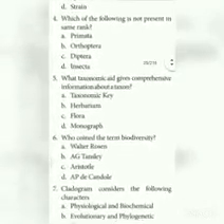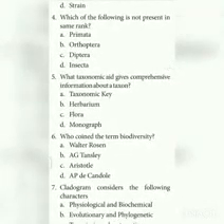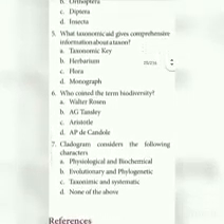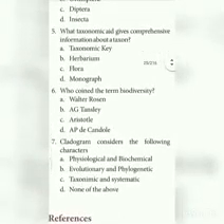Fifth one, what taxonomic aid gives comprehensive information about a taxon? Which taxonomical aid gives comprehensive information? Taxonomic keys. Sixth one, who coined the term biodiversity? So many 1 marks we have revised in this first lesson. So who coined the term biodiversity?